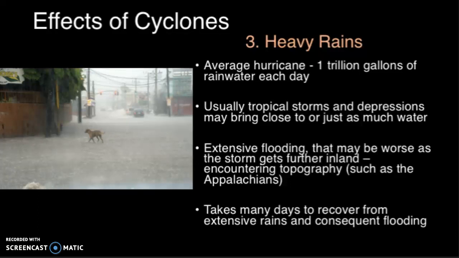Maybe not so much tropical depressions, but tropical storms would definitely come close to giving you as much rain, perhaps even more so, like Superstorm Sandy did, for example. So what this heavy rain causes is definitely extensive flooding, and that may be worse as the storm gets further inland, being that those areas are not used to seeing as much water.